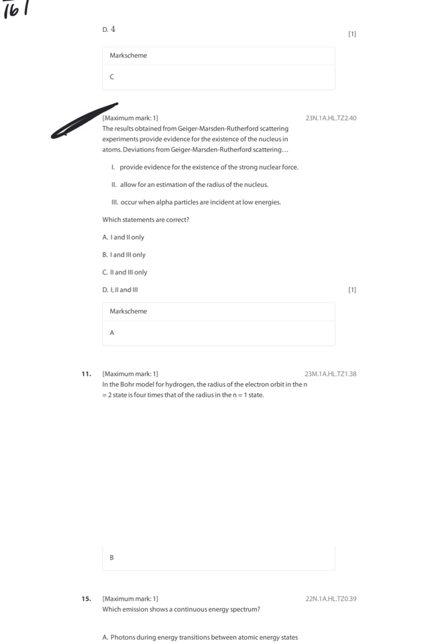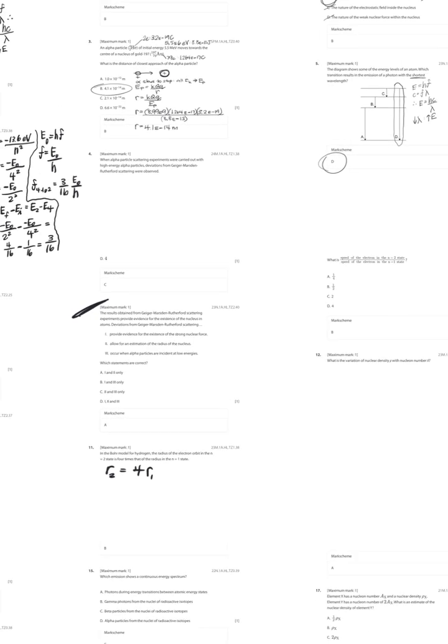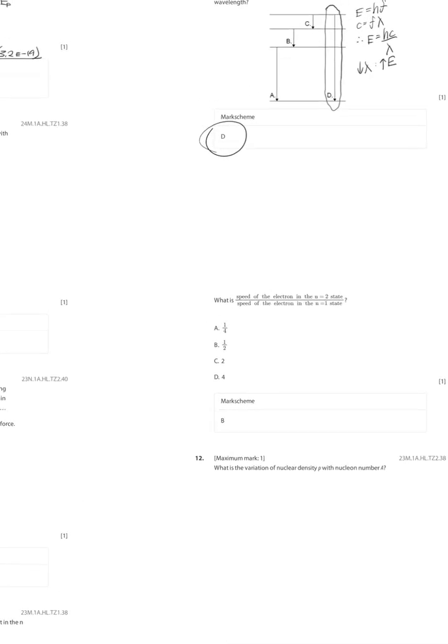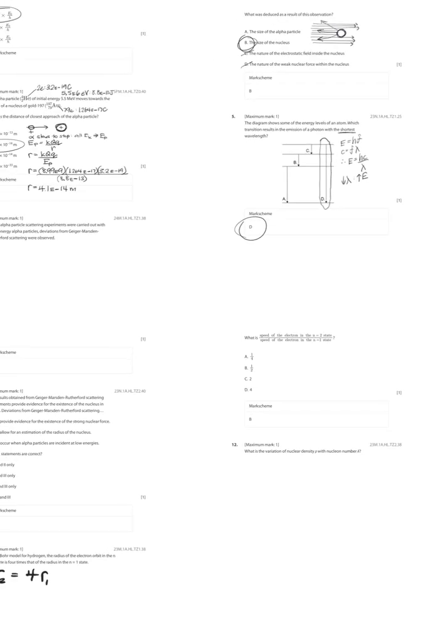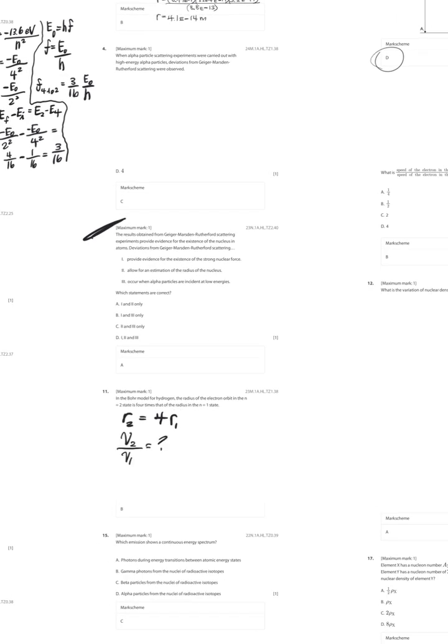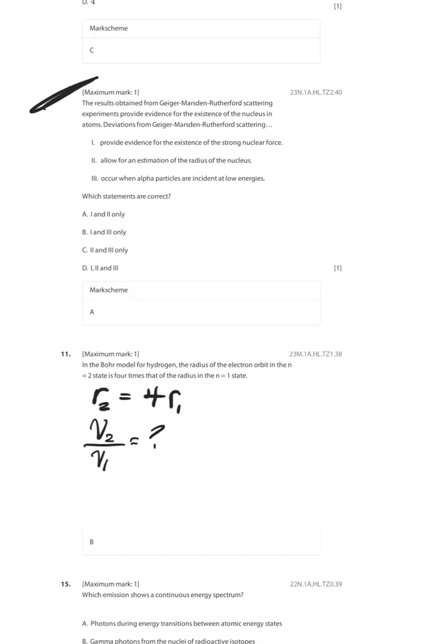And this is the Bohr model for hydrogen. The radius of the electron orbit in the n equals 2 state is 4 times that of the radius in the n equals 1 state. Okay, noted. And then what they're asking over here is what is the speed in the 2 state over the speed in the 1 state? That's what they're asking. All right, so let's see.